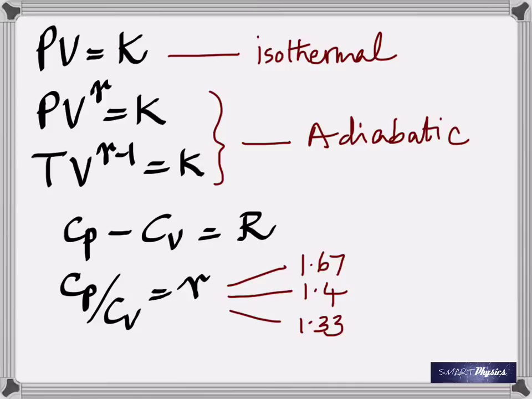Helium is monoatomic, He. And then 1.33 would be for carbon dioxide, sulfur dioxide. Remember the rotten egg smell gas? Sulfur dioxide. All that. Chemistry is so interesting.